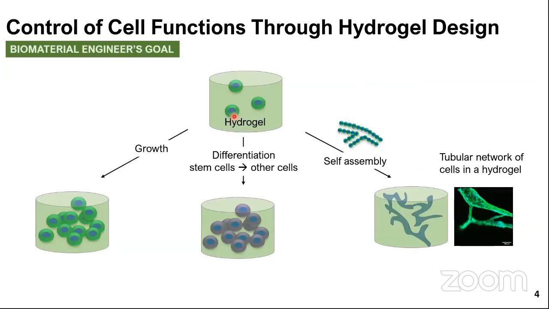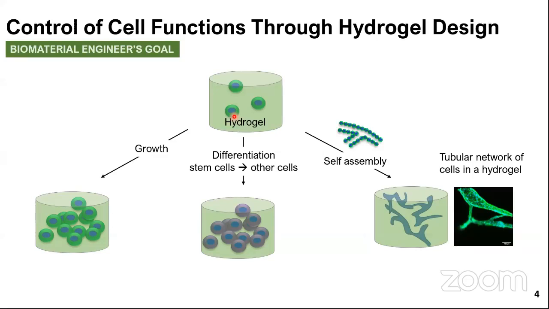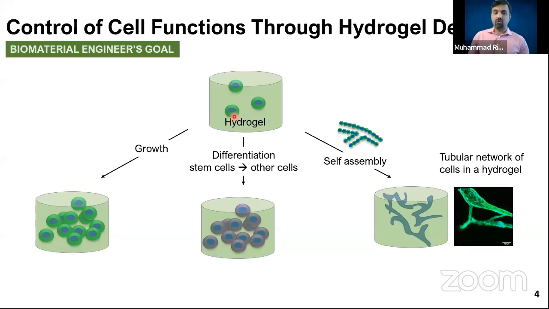Now, we have a hydrogel, and really the goal of a biomaterial engineer is to control cell functions using a hydrogel, right? So we can have different types of cells. When we put these cells in a hydrogel, we want to control their functions, like how they are growing. We can grow these cells by tuning the properties or mechanics of the hydrogel. We can differentiate cells in these hydrogels to make other cell types, right? You can start with stem cells and get brain cells by just playing with the material properties of these hydrogels.